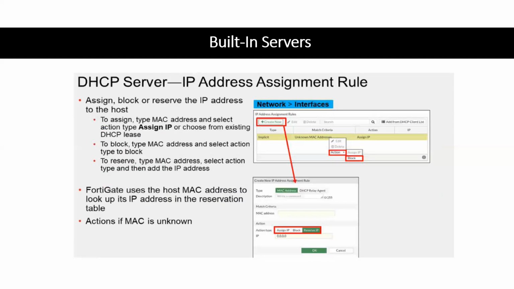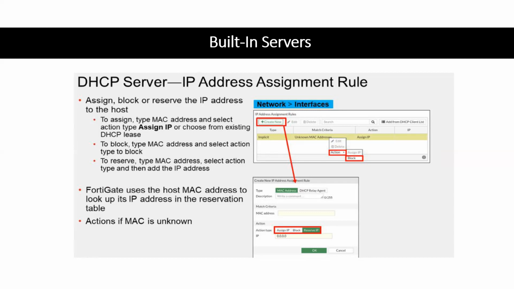All right. Let's read that. Let's go over this, right? So within the DHCP server, the IP address assignment rule has the option to either assign, block, or reserve the IP address to a host, right? To assign, type the MAC address and select the action type assign IP, or choose from an existing DHCP lease. To block, type the MAC address and select an action to block.